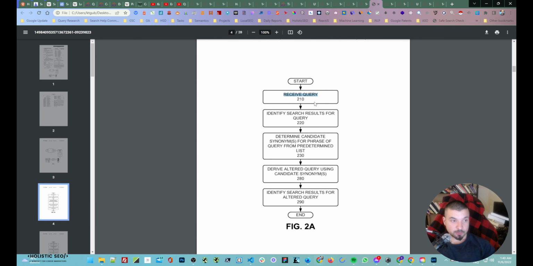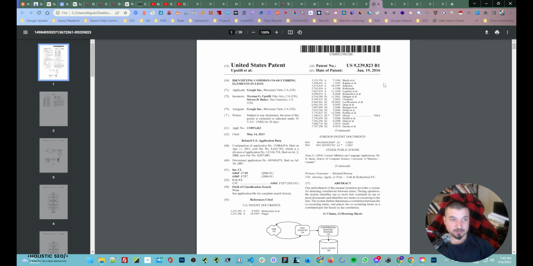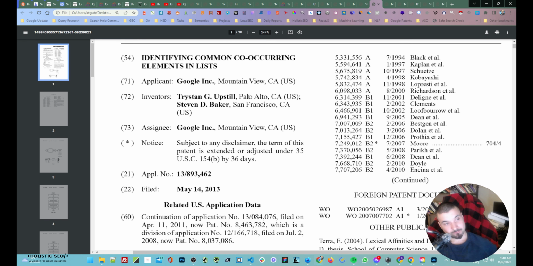So we receive a query, identify the search results for the query, determine candidate synonyms similar for a phrase of the query from the predetermined list. Predetermined list, remember that. Derive altered query. Remember altered query, we already saw this concept too. Using candidate synonyms, we have seen this concept before too. Identify search results for altered query. So all the patterns talk about the same things, but this wasn't important.